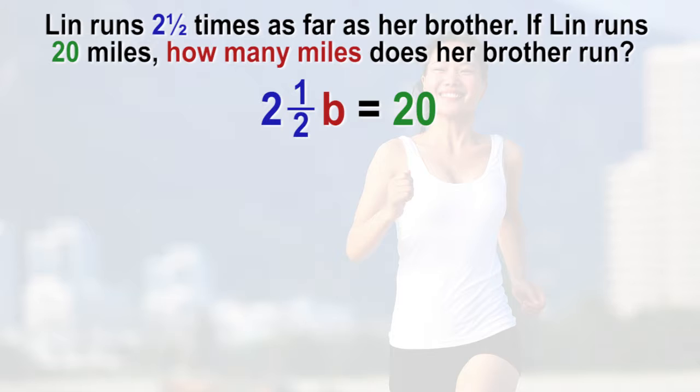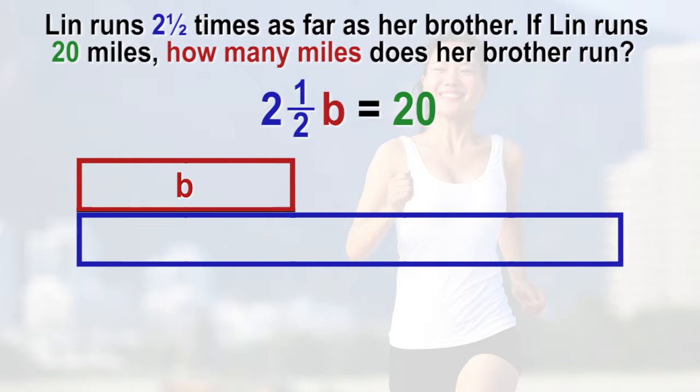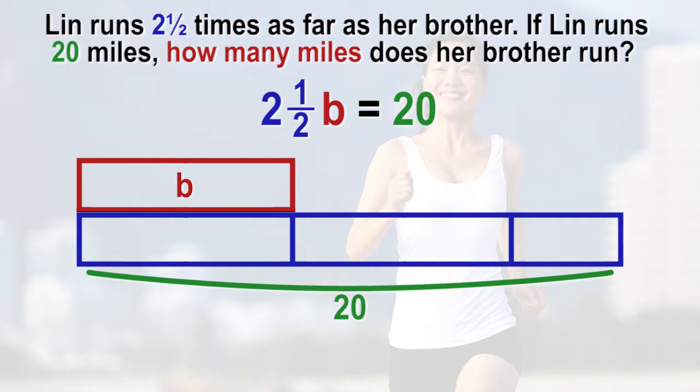Let's solve this problem with a bar model. We will draw a bar to represent b, the brother. Then we will draw another bar underneath to represent Lynn. Lynn's bar should be 2.5 times as long as the length of b. Lynn's bar is longer than her brother's because she runs 2.5 times farther than her brother. We now need to place 20 inside Lynn's bar since her distance is 20 miles.